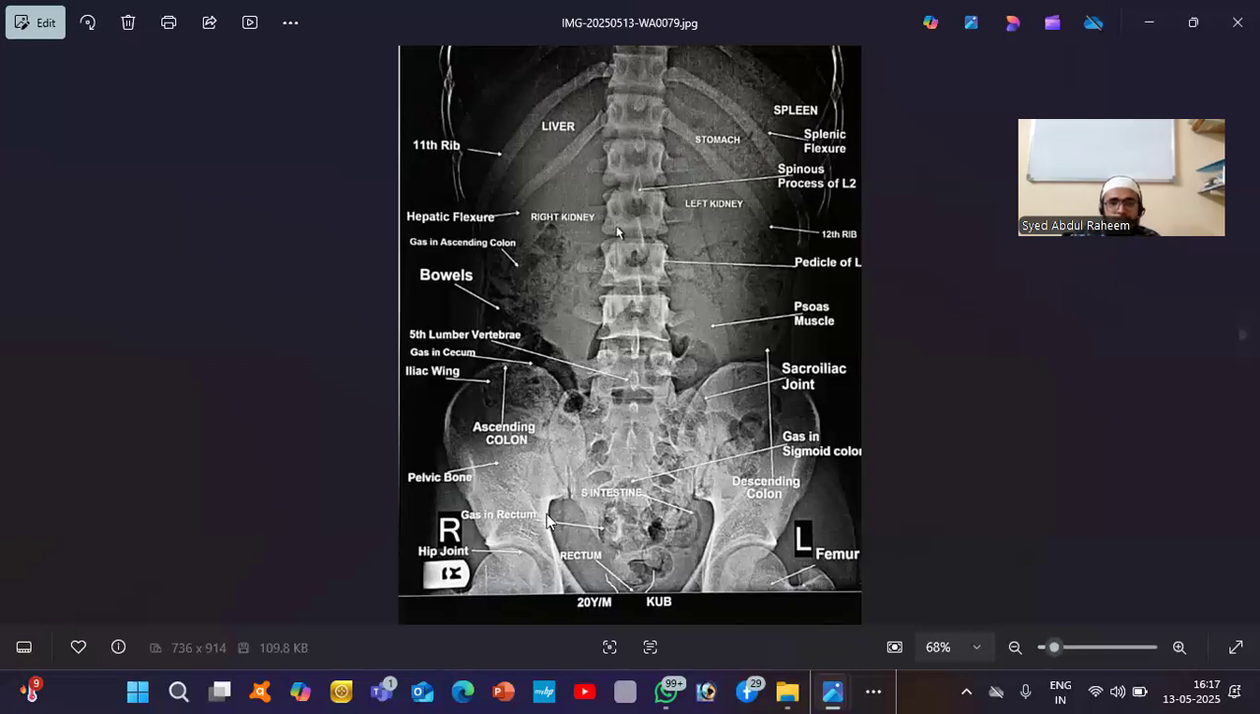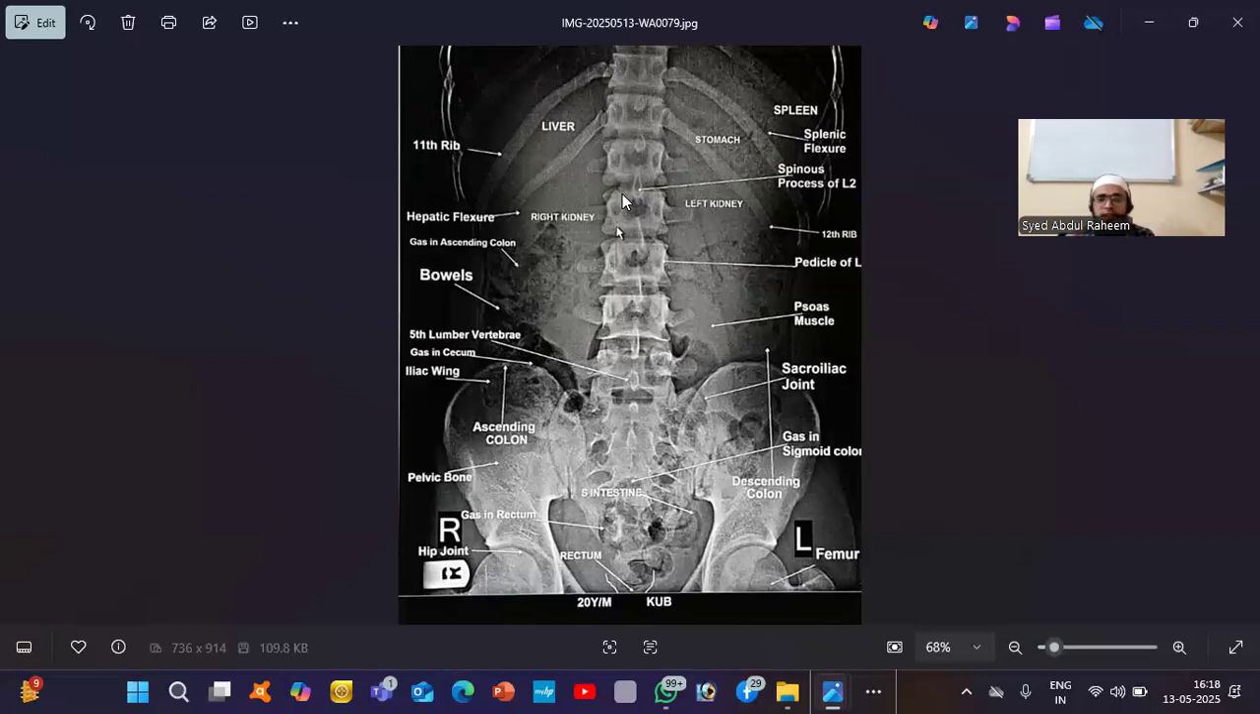Again, here you have the pelvic region, rectum, small intestine, ascending colon, descending colon, iliac. This is the vertebral column: fifth, fourth, third, second lumbar, first lumbar. So this is the lumbar region, this is the sacral bone, tailbone, femur bone. Everything you will be able to see in this X-ray in detail.